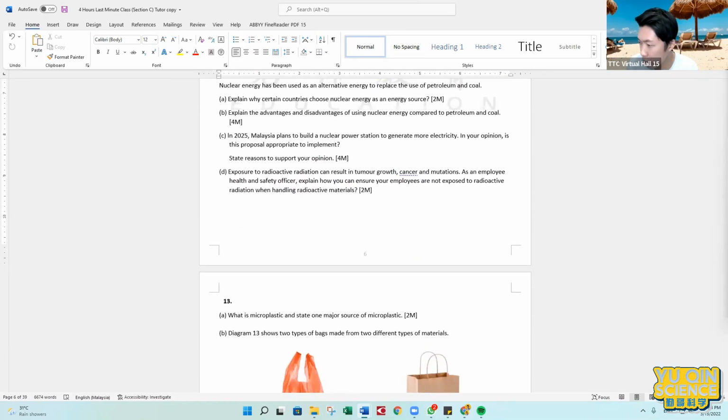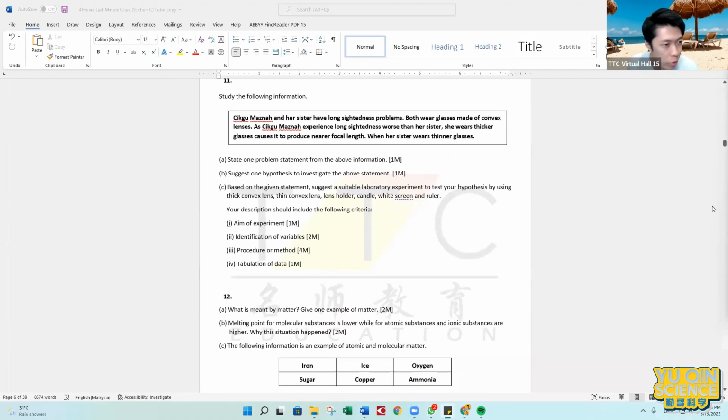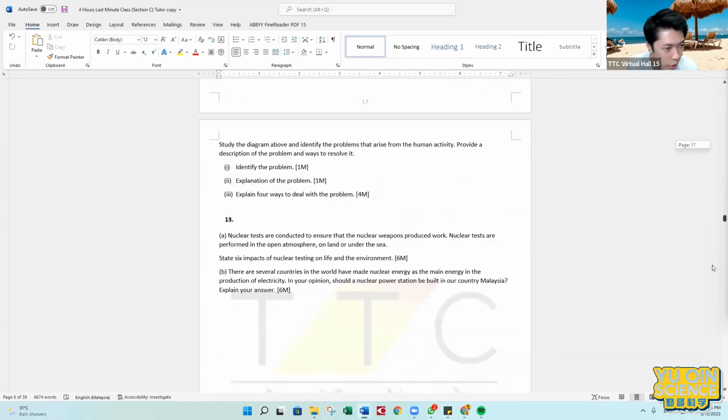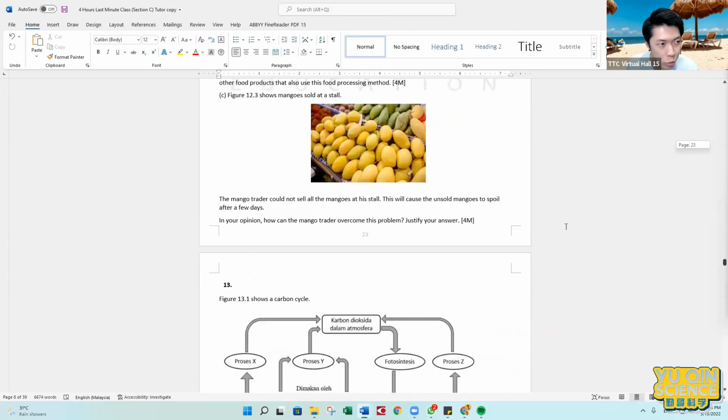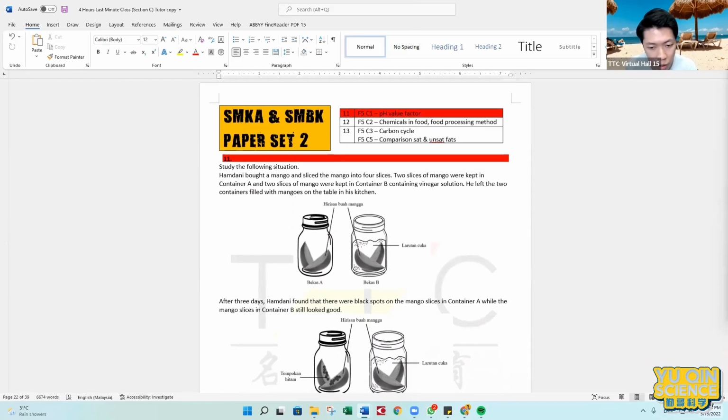So guys, I would like to get to page 22. Let me see if my page is correct. Yeah, correct, 22. Ladies and gentlemen, I would like to get to this one.